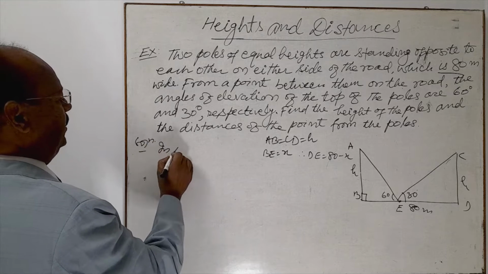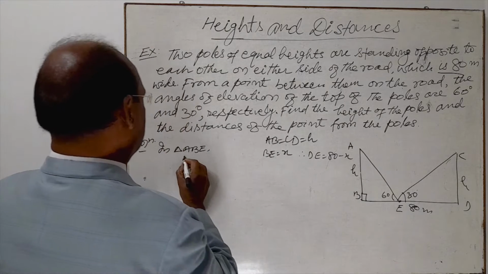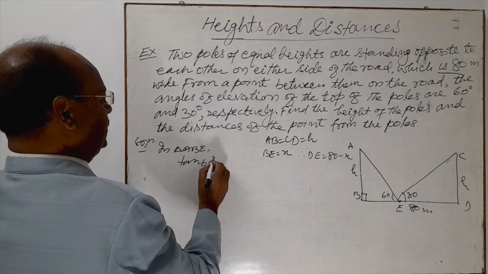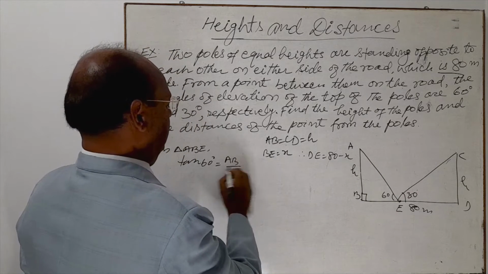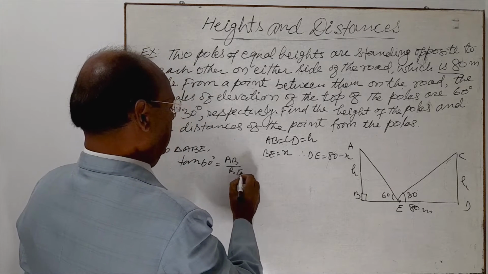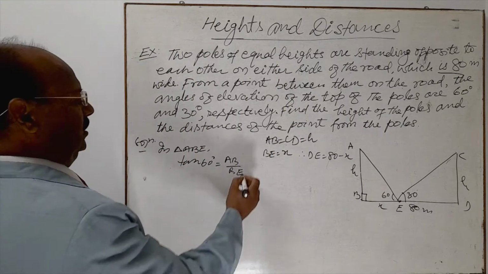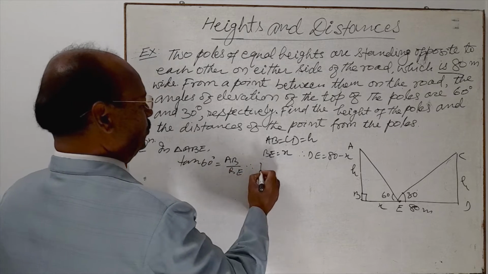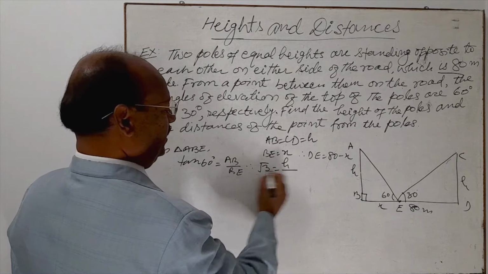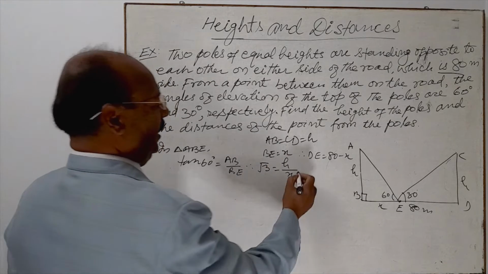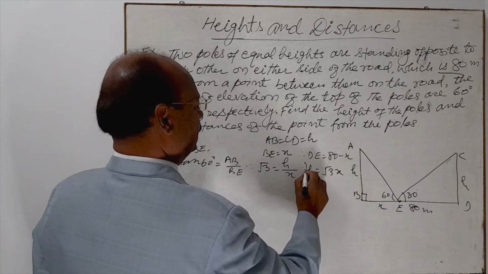Solution. In triangle ABE, this is 60 degree. So we will write here tan of 60 degree is equal to perpendicular by base, means AB upon BE. And we have supposed BE is equal to X. Correct? Therefore, tan 60 is root 3. So root 3 is equal to AB is H and BE is X. And therefore, H is equal to root 3 times of X.